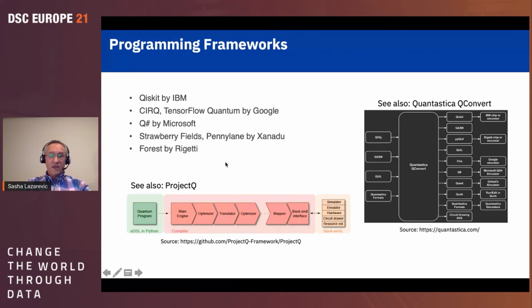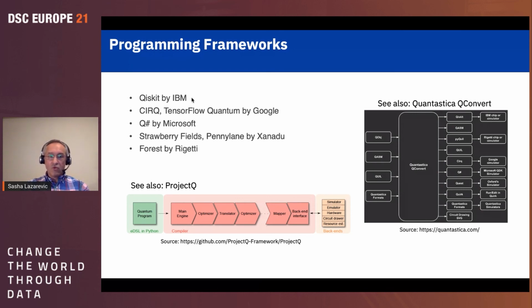What are the programming frameworks? How do you code? The most popular, maybe the most famous of all, is Qiskit. It comes with some low-level instructions, but also with high level ones for quantum chemistry and for machine learning. There is a large community around it, and it is based on Python.